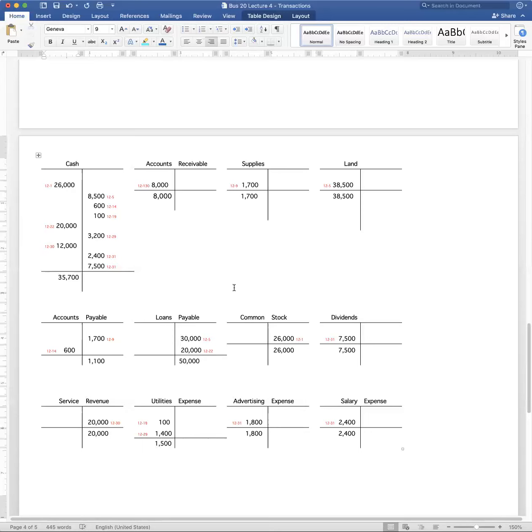Okay, so that's how we take transactions, post them to T accounts, and then add them up and get the balances at the end.